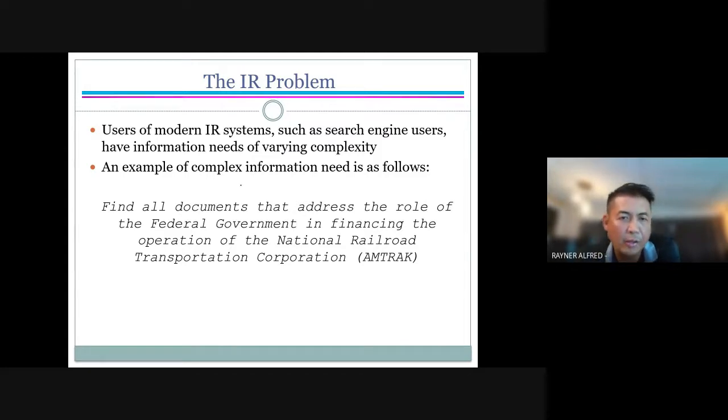They ask you to find all the documents that address the role of the federal government in financing the operation of Amtrak. Okay. So just imagine that if you type this command in a system, the system will give you the answer based on the documents stored in the internet. So for us, it is easier to pinpoint what is the main content of this statement. Role of federal government in financing this operation. Okay.